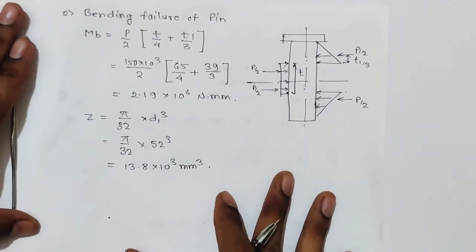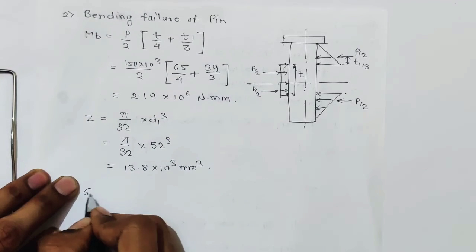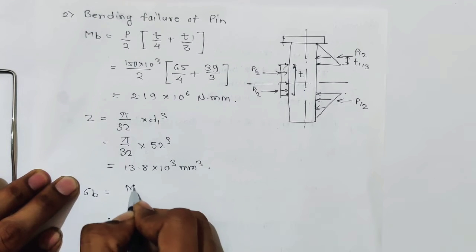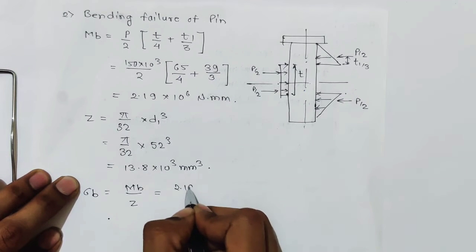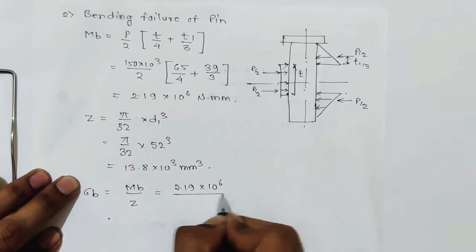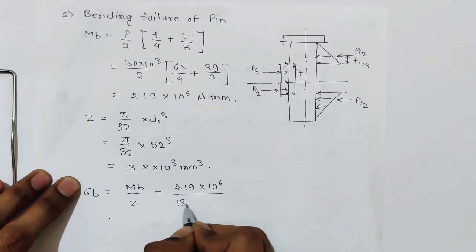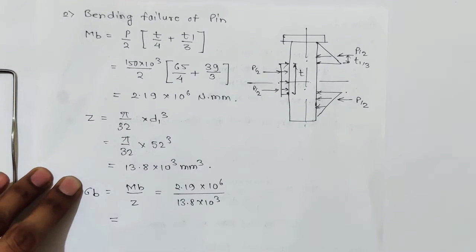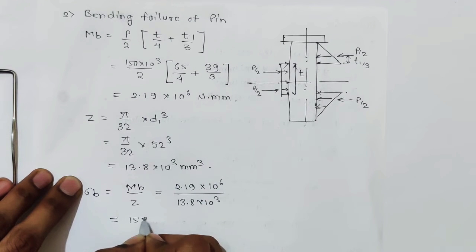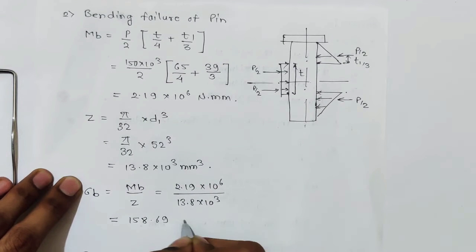Now we want to find the bending stress, that is sigma B is equal to MB by Z. MB is 2.19 into 10 raised to 6, upon Z, which is 13.8 into 10 raised to 3. So you will get the value equal to 158.69 Newton per mm square.